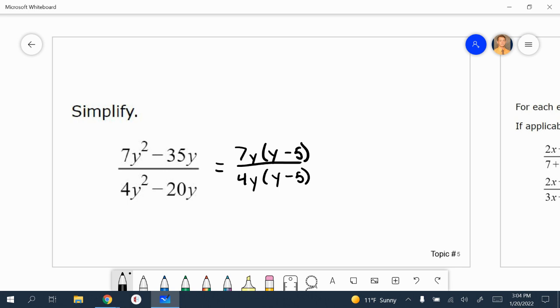Now at this point, you can probably tell where we're going with this. I can cancel out the y minus 5. And then something that sometimes people forget to do, we can actually cancel out these y's as well. There's a y on top and a y on bottom. So those can go away. And so that'll just leave me with 7 over 4. That's kind of tricky. If you have questions with that, make sure you let me know.